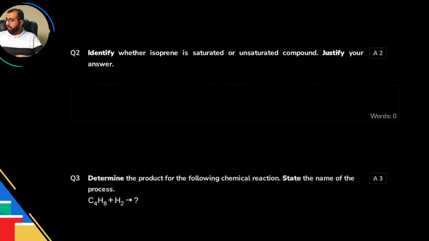Alright, identify whether isoprene is saturated or unsaturated compound. So first you have to identify, which means you just give a 1 or 2 mark answer that whether it is or not. And then you have to justify it. Justification means you have to give a reason, right?